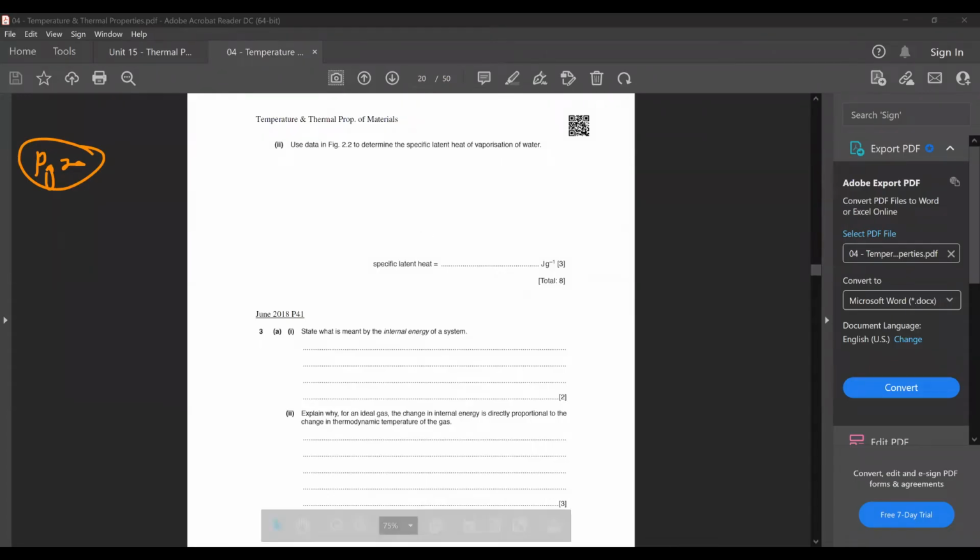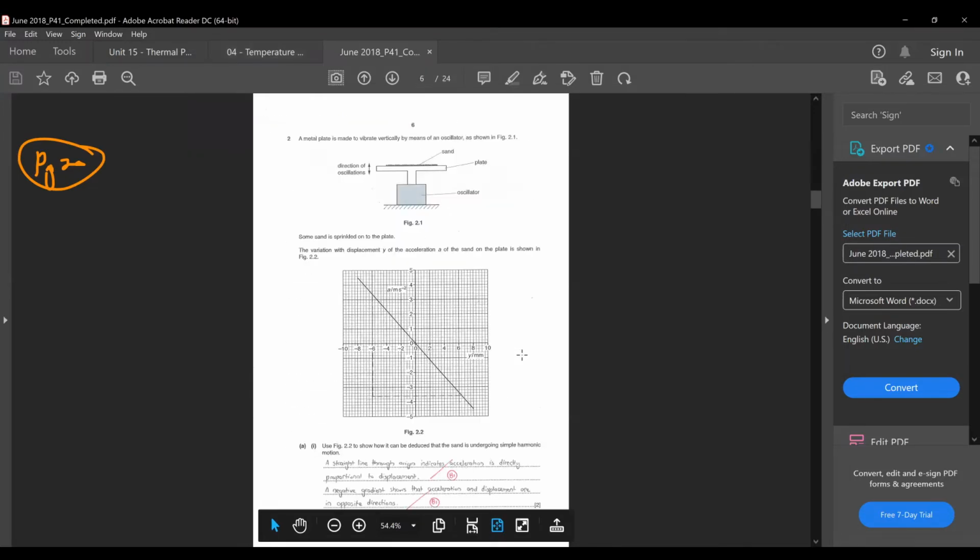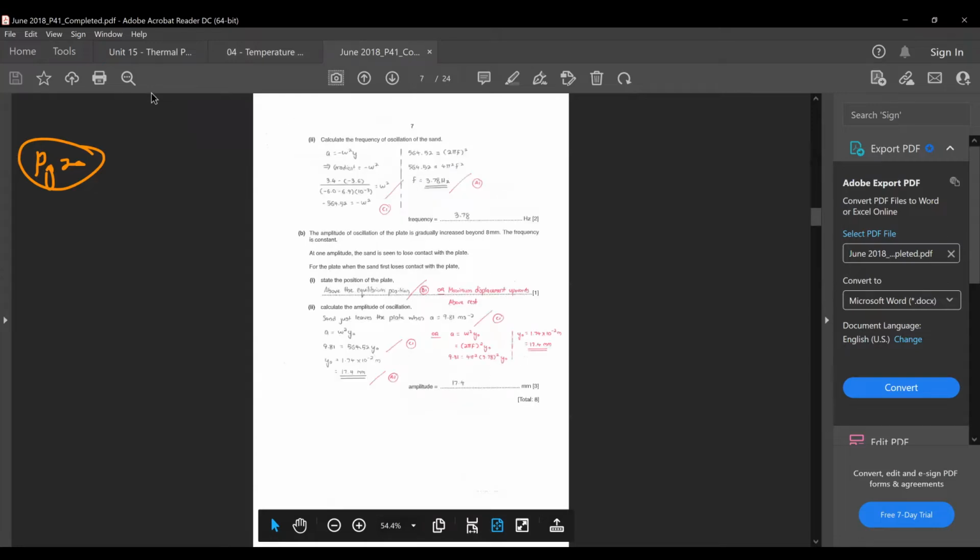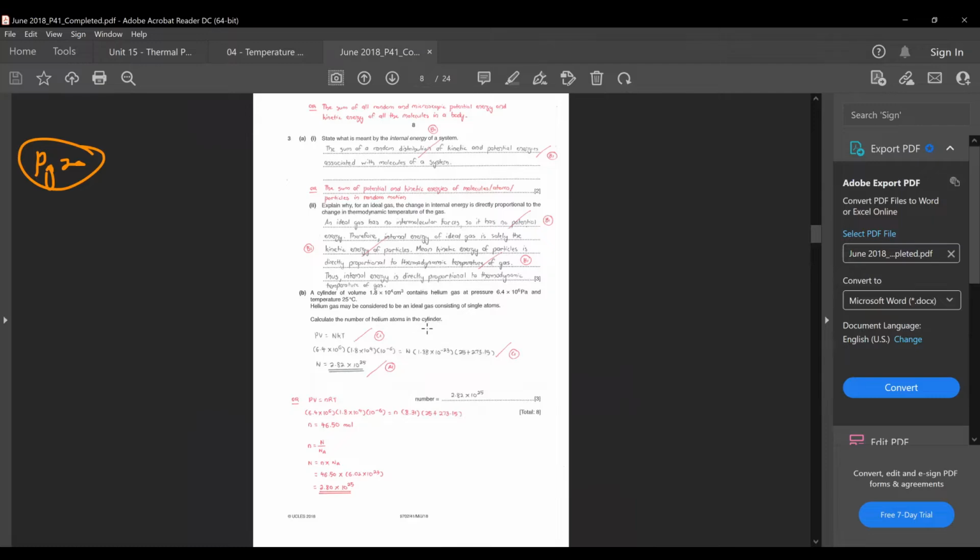Of the lesson. Okay, page 20, June 18, P41. Let's go through that. June 18, P41. Question. What question is this? This is question 3.